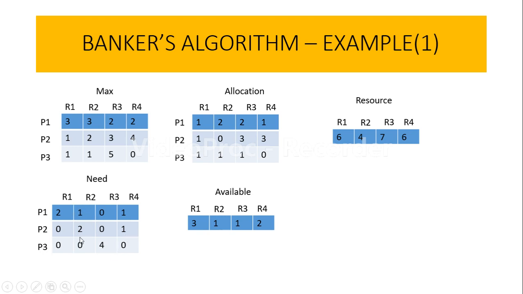After the allocation and the need, check out what is the availability. The availability of R1 instance is 3. How did we get this 3? Total there are 6 instances of R1, right? And we are going to use here, check out what is the need.